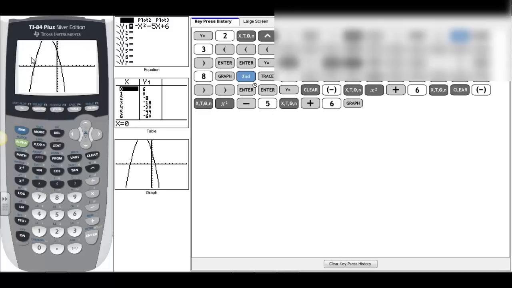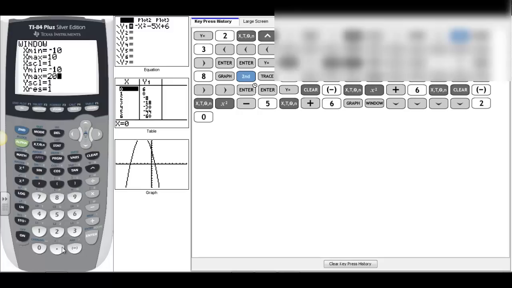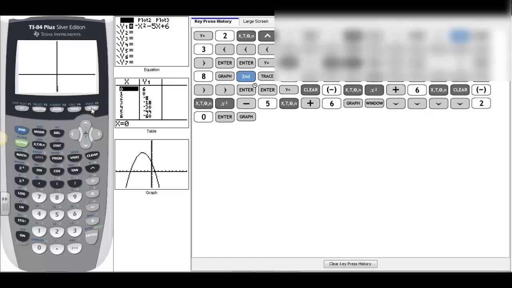We can't quite see our vertex, which is a maximum, so we need to go back in the window. It's a y that's a big y that's not quite big enough, so we can just arrow down there to y max. Instead of being 10, it was pretty close, so we probably could go to 20 and be all right. So press enter, and then everything else should be fine, so we can go back and look at our graph. And now we can see the vertex in here.